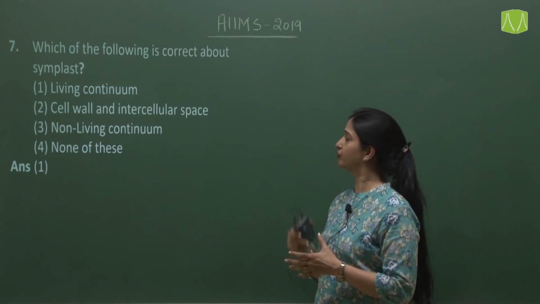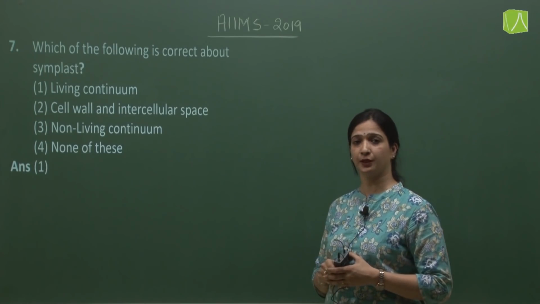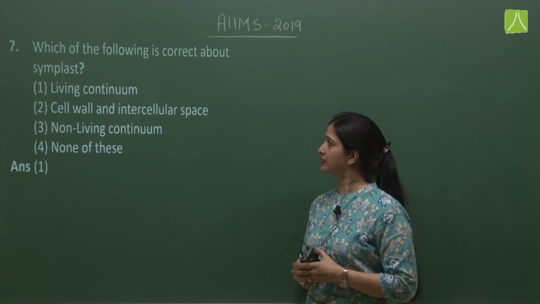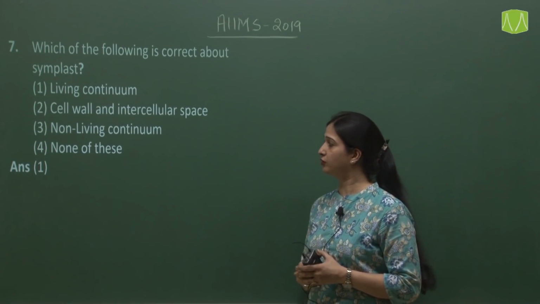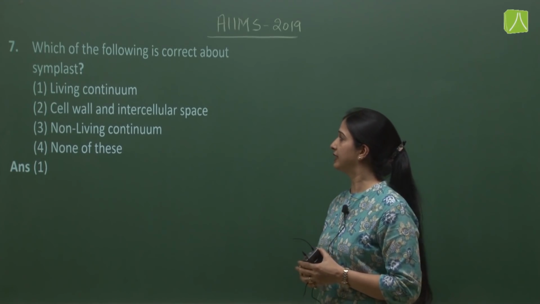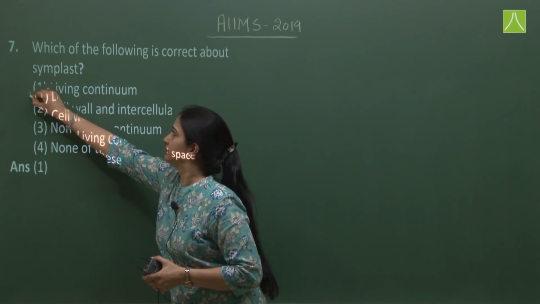So here if we go through the options, first is living continuum, second is cell wall and intercellular space, third is non-living continuum, and fourth is none of these. So here the correct answer will be 1.